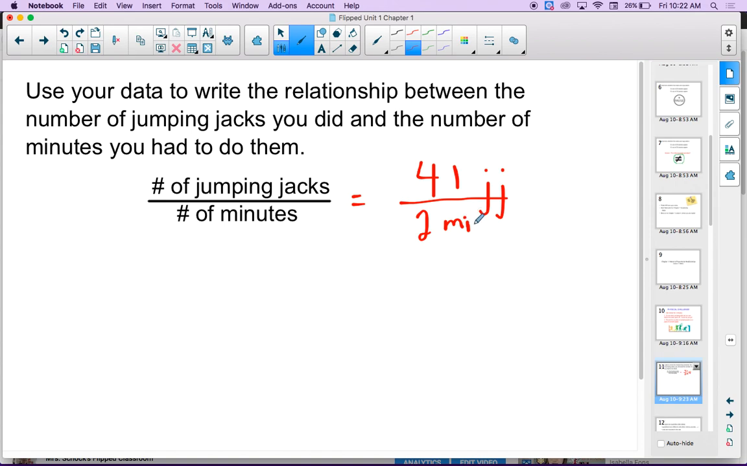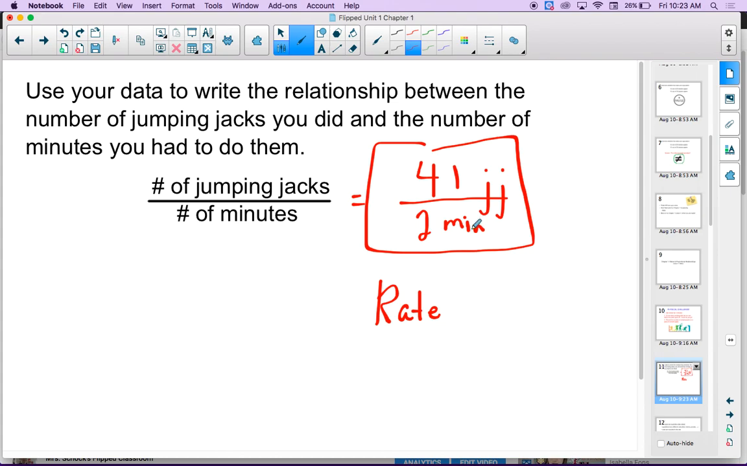Okay, so what we did here was we wrote a comparison, a ratio of the jumping jacks over the time. And what we did was we included our units this time. We included jumping jacks and we included minutes. This right here is what we call a rate. A rate is a special type of ratio. So it is a ratio, but it's special because we include the units. And we include the units because they're different. We're comparing 2 very different things here, jumping jacks to minutes.